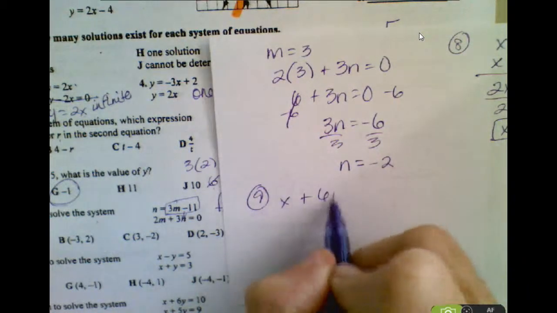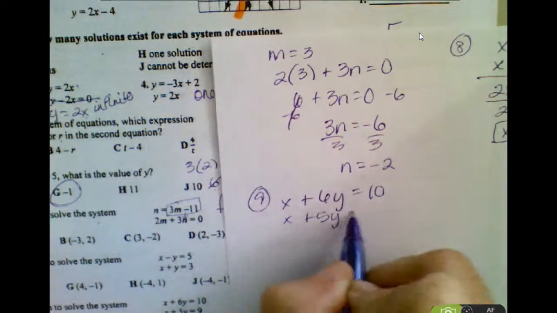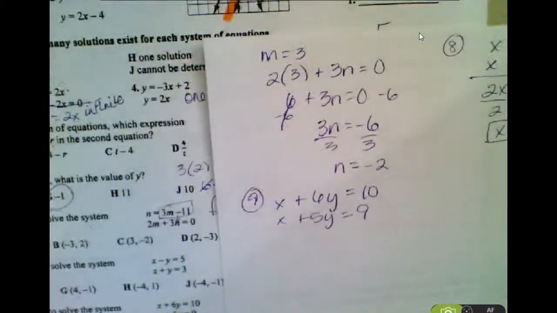So use elimination to solve the system of equations. Let me rewrite those for you. x plus 6y equals 10. x plus 5y equals 9. Do you have a variable that cancels? No. What variable would you like to make cancel? Does it matter which one you cancel first? Nope.